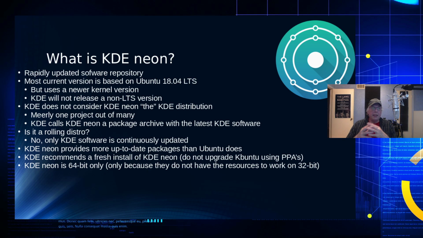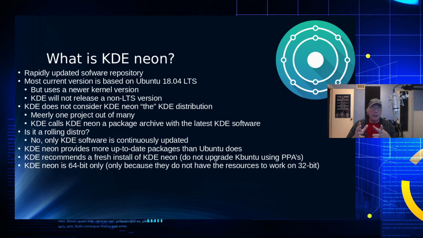So KDE does not consider KDE Neon a Linux distribution. It is really merely one project out of many. They really call KDE Neon a package archive with the latest KDE software. So that's the way they really intend it to be looked at. Is it a rolling distro? Kinda. As far as the KDE software is concerned, yeah, it's a rolling release. But as far as the Ubuntu software, no, it's an LTS release.